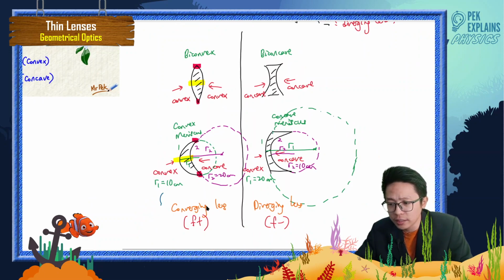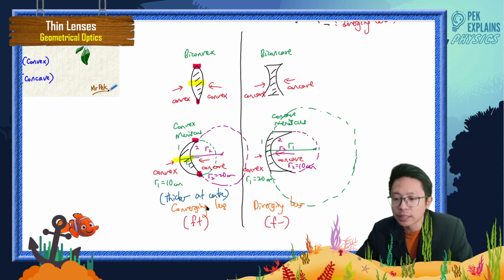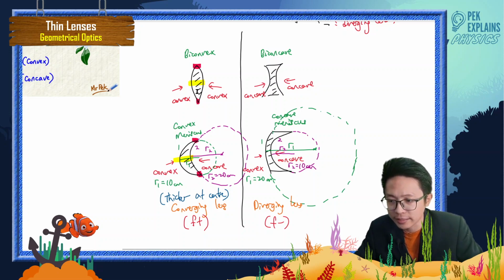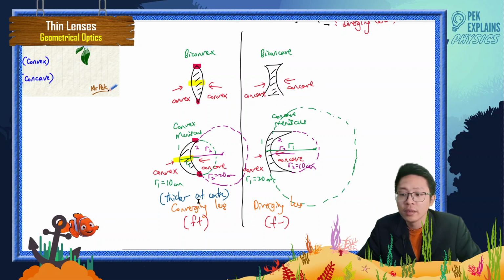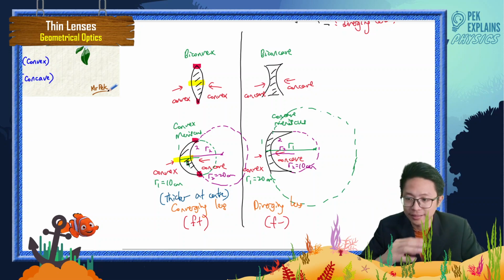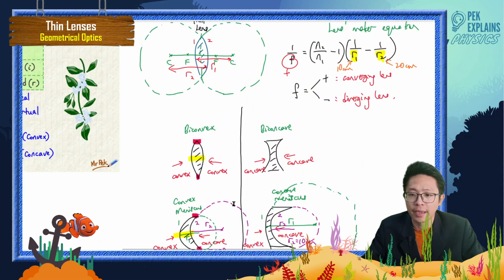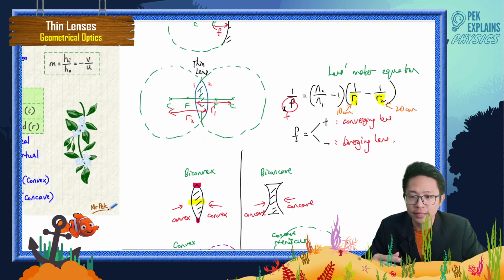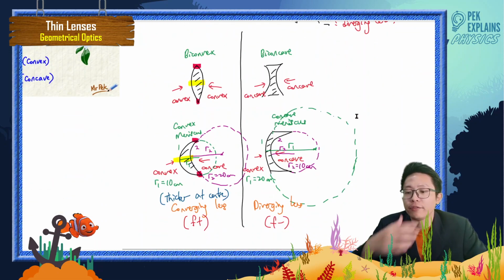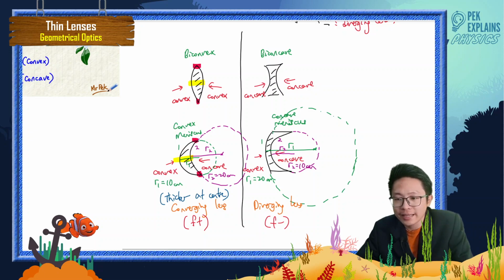So this converging lens is usually thicker at the center. Thicker at the center. Understand or not? Thicker at the center. That's why it is a converging lens. If a lens is thicker at the center, it is converging. You surely get F positive if you apply the lens maker equation. But for the diverging lens, if you look carefully, the side is thicker. The side is thicker. You see that? The side here is thicker compared to the center.